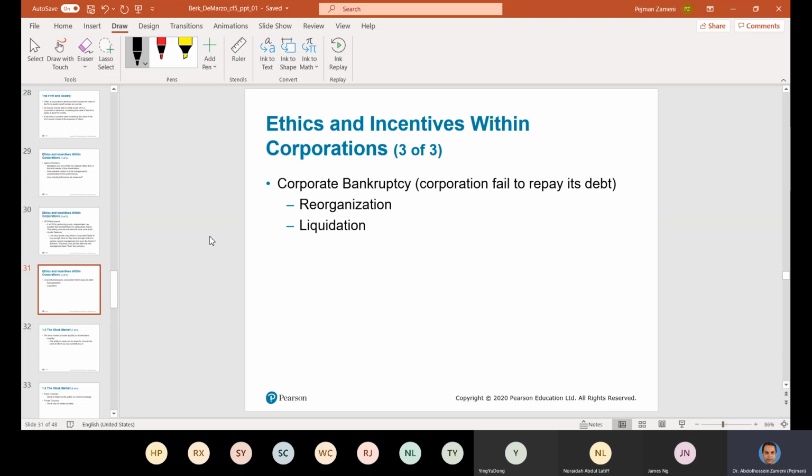Okay, corporate bankruptcy. A corporation fails to repay its debt. What if bankruptcy happens? What will happen to the corporation? Or when can a corporation go bankrupt? If they fail to pay their debt, then two major things can happen to the corporation: either reorganization or liquidation. Can you explain the meaning of these two, guys? Reorganization maybe through merging. Yeah. Then liquidation is to sell it off.